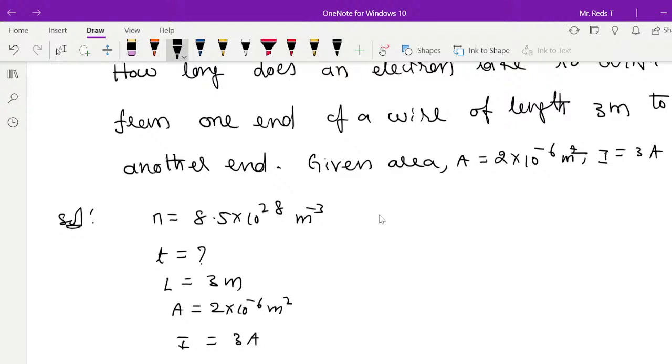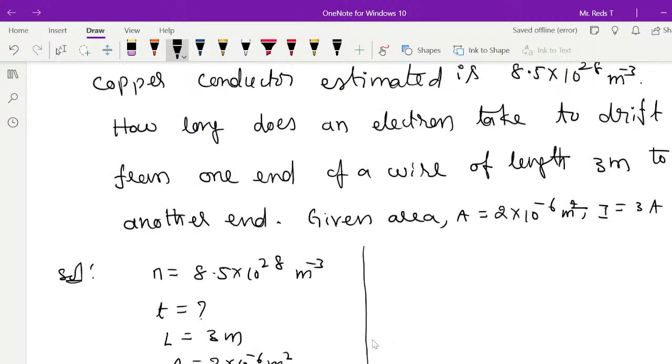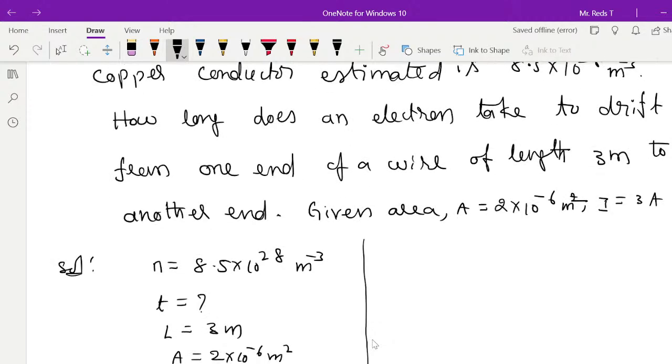So how to get this? What else is given here? These are the parameters given.